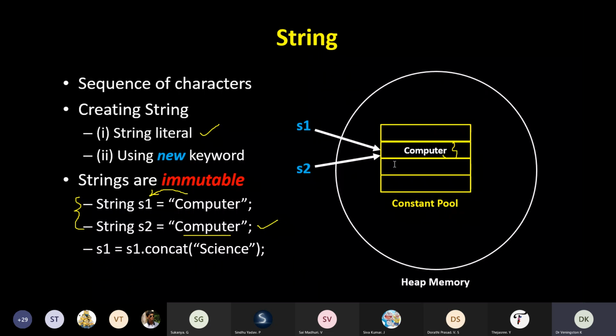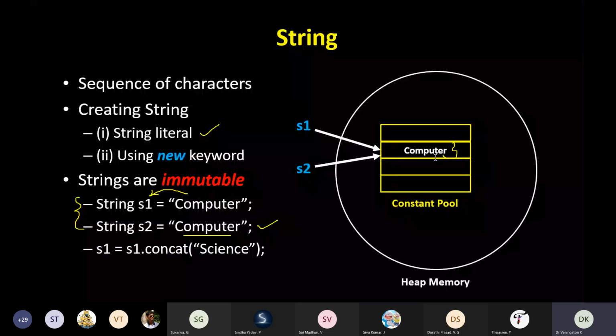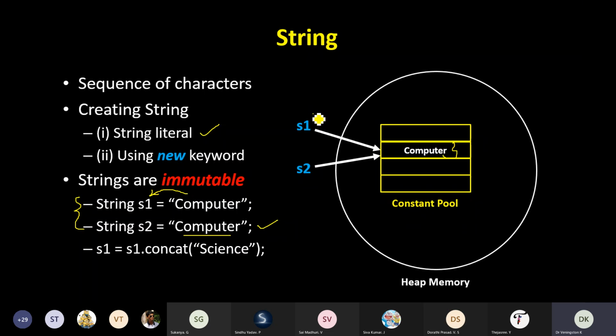Now the reason why strings are made immutable is, since both of them are pointing to the same entry, the same string "computer", both s1 as well as s2 are referring to the same object. So if s2 tries to change the content of this particular string object, then whoever is using the other reference will also see those changes.